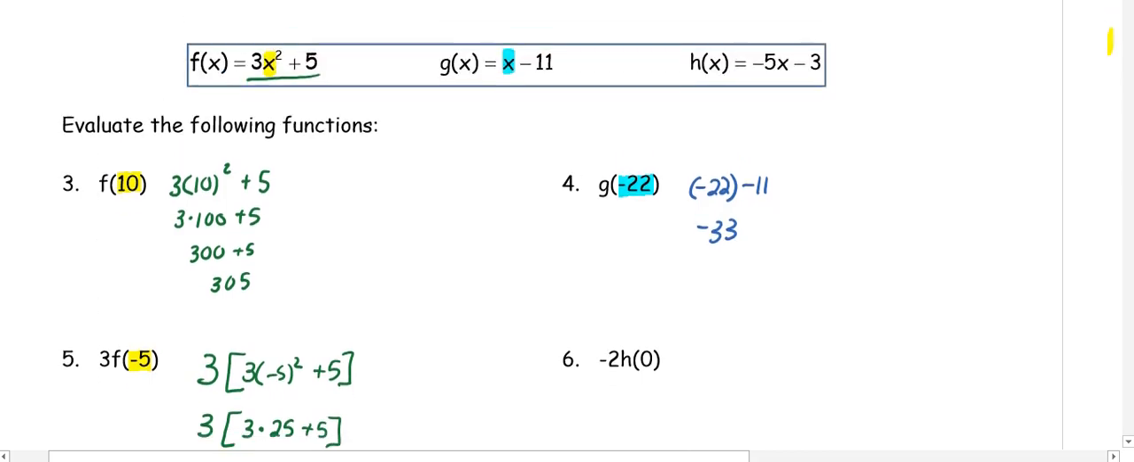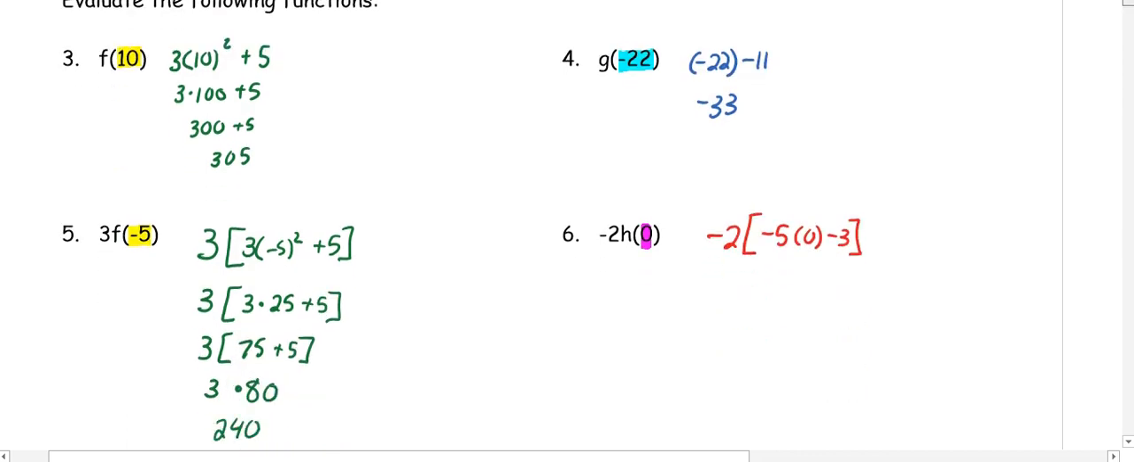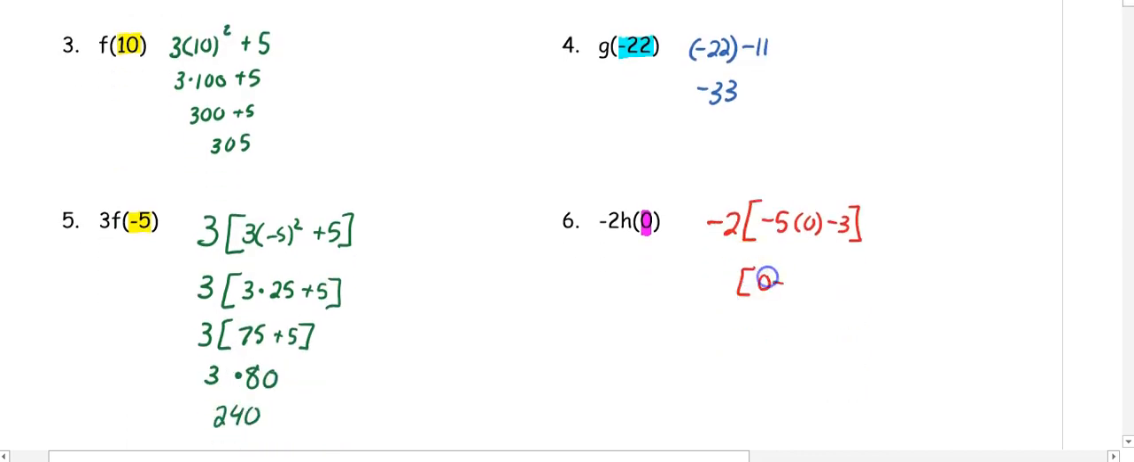Let's try that again with the h equation. So we have h of 0. We're going to take 0 and substitute in for x in the h equation. And then we have a negative 2 out front. So we're going to do negative 2 times the bracket of negative 5 times 0 minus 3. Negative 5 times 0 is 0. Minus 3 gets us negative 3. So we now have negative 2 times negative 3, which is 6.